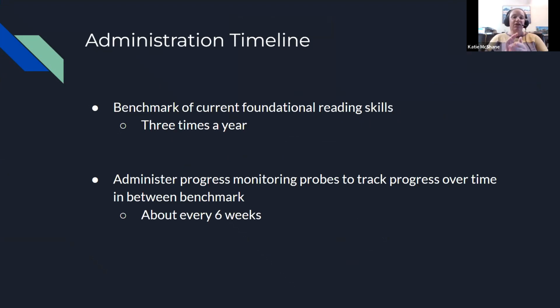All right, so in reading aloud, we'll be doing the DIBELS. There are benchmarks and there are progress monitoring tools. They're kind of the same, testing the same skills, but they're done at different frequencies. The benchmarks are done 3 times a year, at the beginning, the middle, and end of the school year. And then there's the progress monitoring probes that can be given about every 6 weeks.